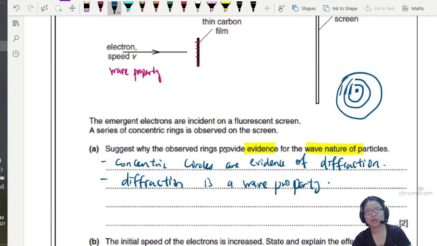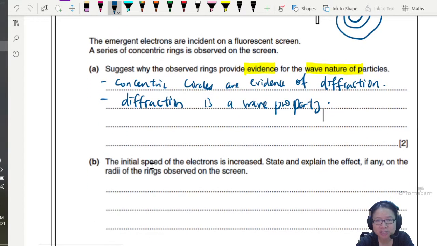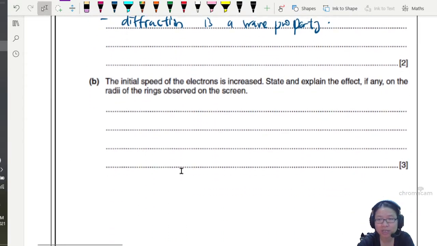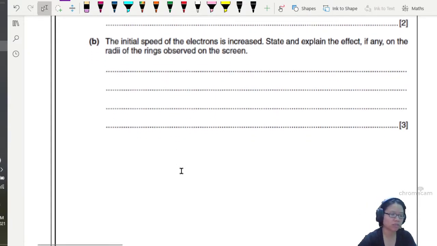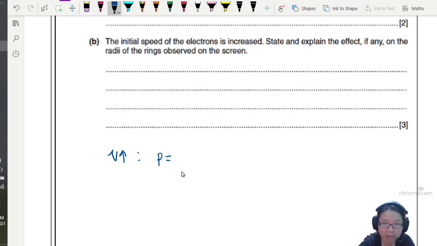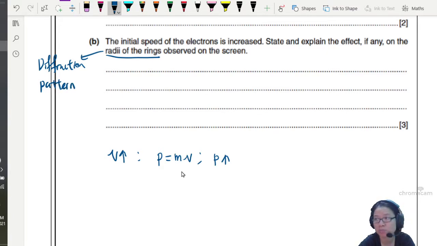Right, moving on. The initial speed of the electrons is now increased. State and explain the effect, if any, on the radii of the rings observed on the screen. We have already covered this in your lecture, but I will give you a framework about how to think. We are increasing the speed, and when we increase the speed, momentum p is equal to mv, so momentum increases. Why do we want to talk about momentum? Because we want to look at the radii of the ring, so I want to comment on the diffraction pattern. Did the diffraction pattern become more or less spread out?